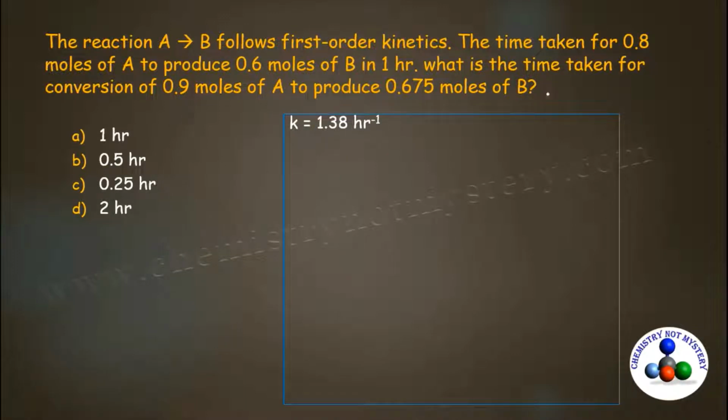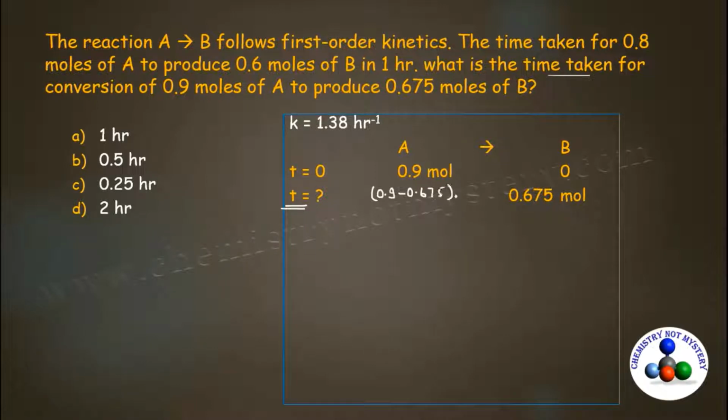And we have to calculate the time taken for this conversion. So write down the reaction where A gives B. At time T is equal to 0, 0.9 moles of A are given, and at the time T, 0.675 moles of B are produced and we have to calculate this time T. At this time, how much amount of A will remain? 0.9 minus 0.675 moles will be equal to 0.225 moles will remain. Concentration at time T is equal to 0 is A naught, and this concentration will be equal to AT.